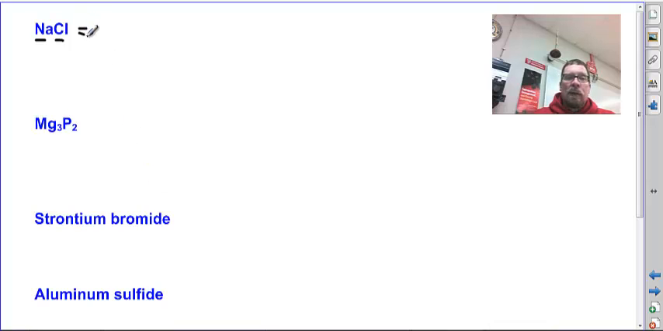Here's all you do. Here's your formula. All you do initially is name the cation. Its name is just what it is. So Na is sodium. Okay. And then you name the anion. Now the anion here is chlorine, but this is where you change the ending to identify it as a binary compound. You don't say chlorine, you say chloride. Now that one flows pretty smooth.